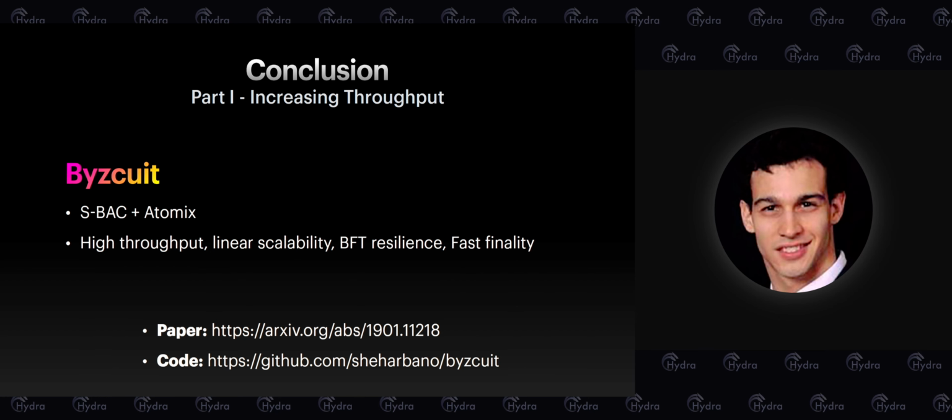So that's the conclusion of the first part. The conclusion was Biscuit. How does it work? It's a mix of S-BAC and Atomix by using the TM instead of the client to channel all the protocol messages. And we achieve high throughput in the sense that we have linear scalability. The throughput increases with the number of shards that we add in the system. BFT resilience, and we have a fairly fast finality as well. So that's the conclusion for the first part.